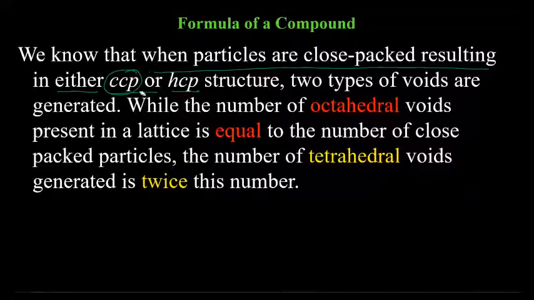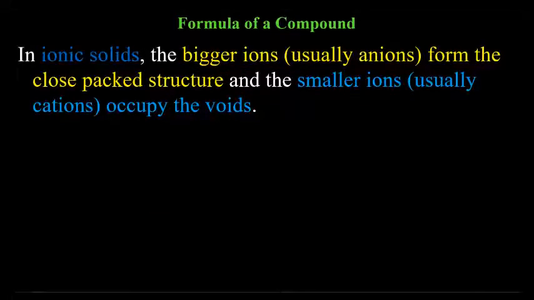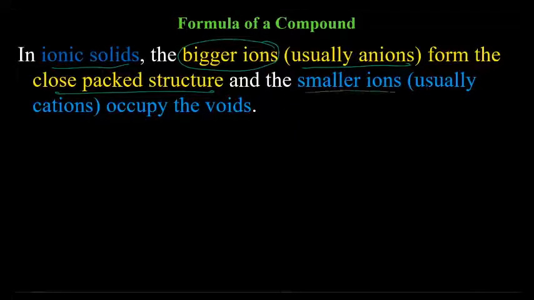is FCC, okay, specifically. Two types of voids are generated. While the number of octahedral voids present in lattice is equal, means n, to the number of close packed particles, the number of tetrahedral voids is twice this number. That's something we have talked about. In ionic solids, the bigger ions, usually anions, form the closed packed structure, and the smaller ions, usually cations, occupy the voids, whether octahedral void or tetrahedral void.